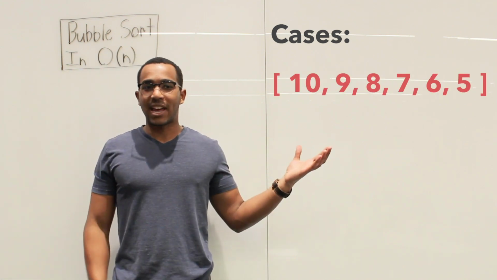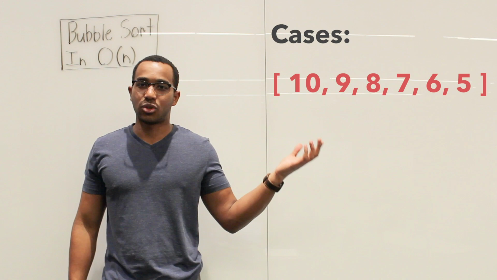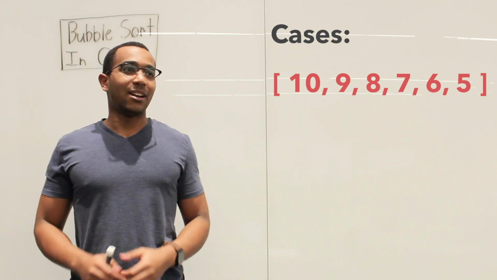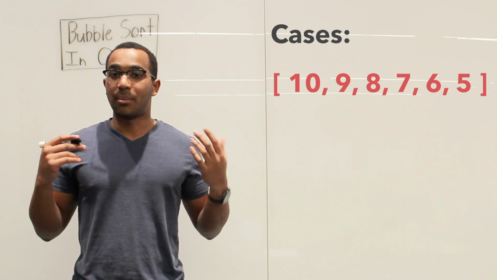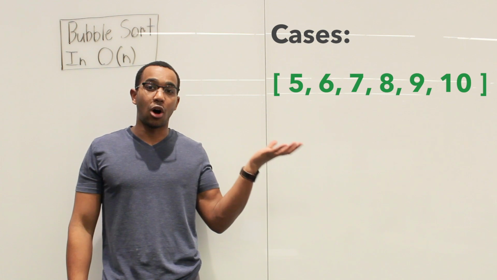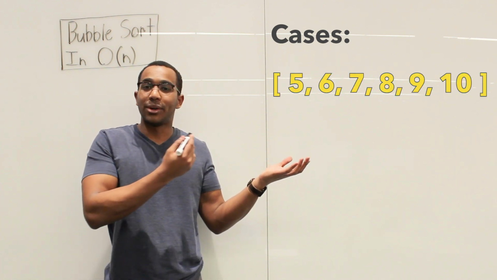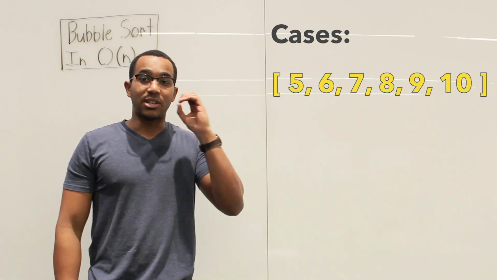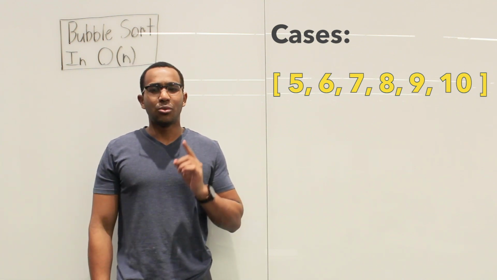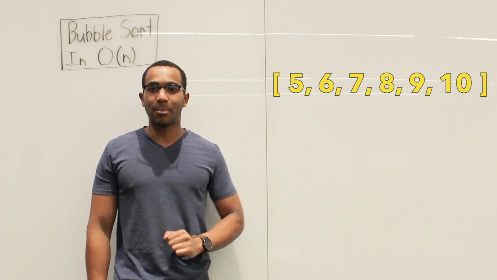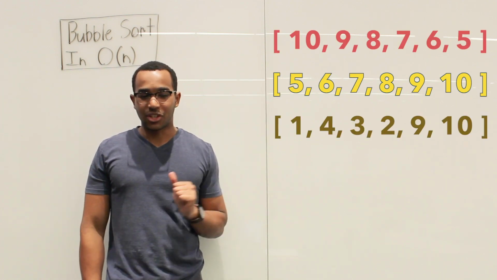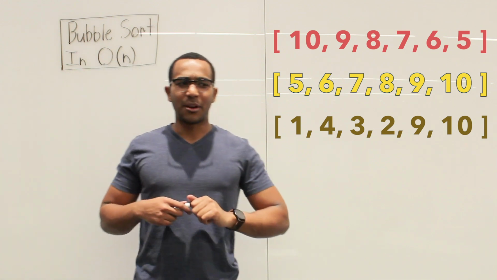For our worst case, we have an array in reverse sorted order. We are going to have to do all of our swaps, and we're going to have to do all of our comparisons. And then finally, for our best case, we have an array that is already sorted, and we will do zero swaps. But we're going to be doing the same amount of comparisons as the worst case and as the average case.